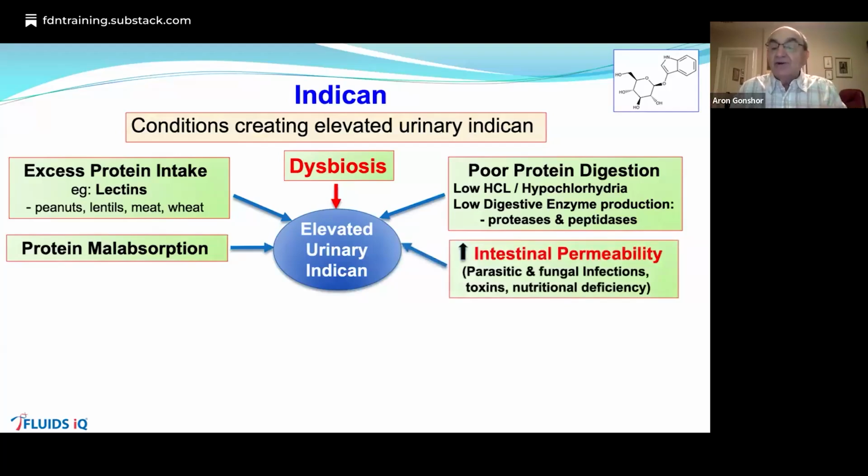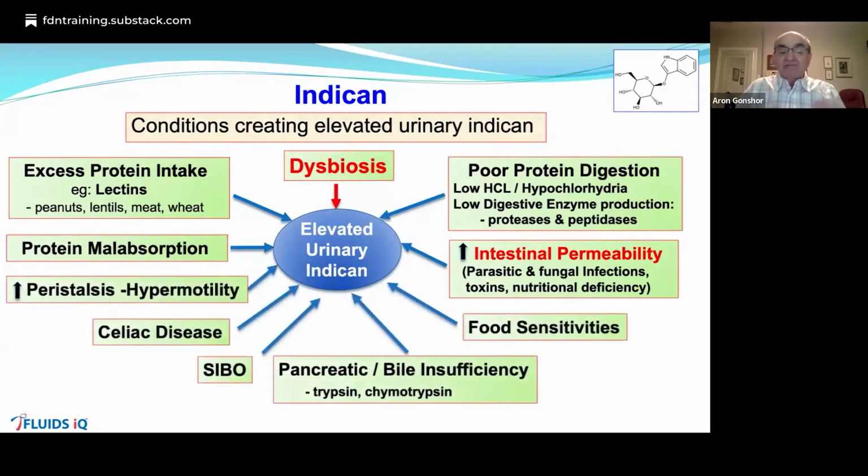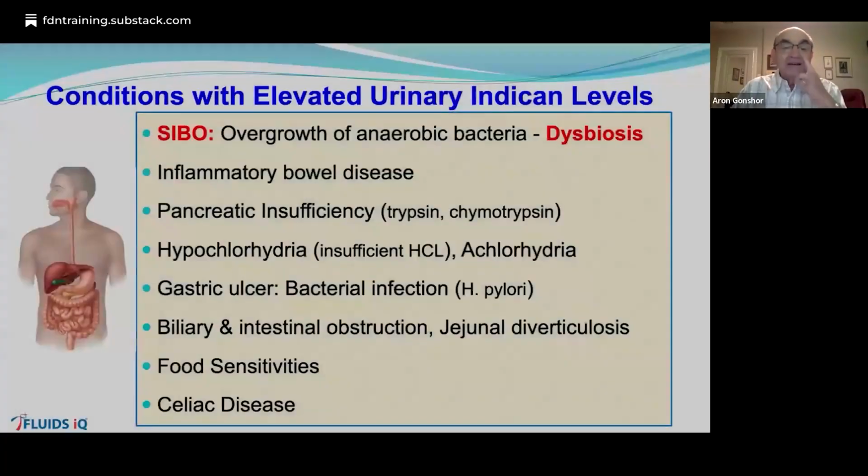And an increased intestinal permeability, which in and of itself can be due to everything from nutritional deficiencies and toxins, let alone parasitic, fungal infections, bacterial infections, etc. And then there's a plethora of different things which can cause it. And you need to understand that all of these, either individually or together, can cause major problems for protein metabolism, and that will show up as indican.